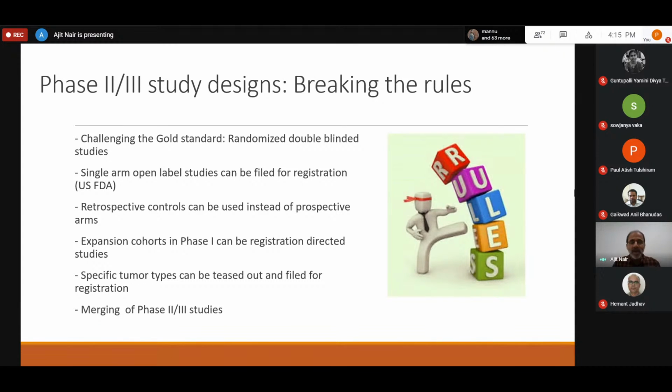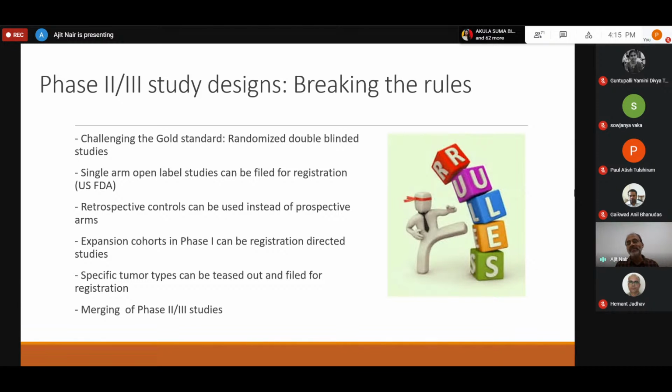The gold standard for all clinical trials is randomized, double-blind, active or placebo-controlled studies, right? That's the gold standard because that's a study which a regulator accepts for all non-oncology designs, where you really have to have a study which is randomized and double-blind. But with oncology, you can really challenge that design. You can look at single-arm open-label studies which can be filed for registration.